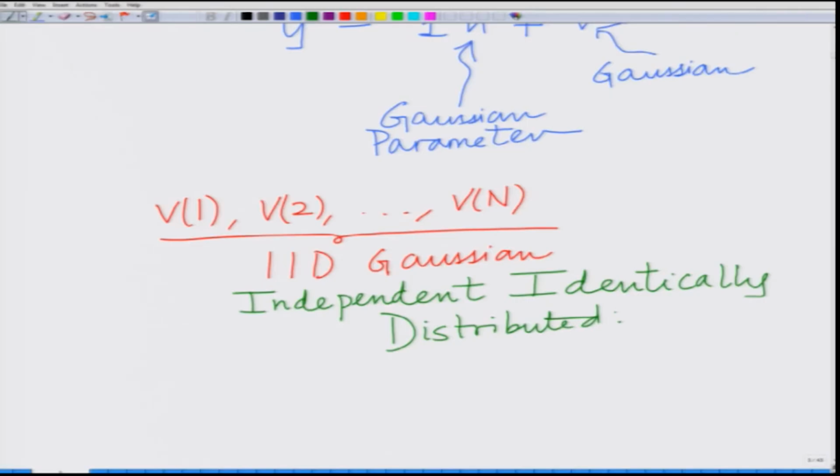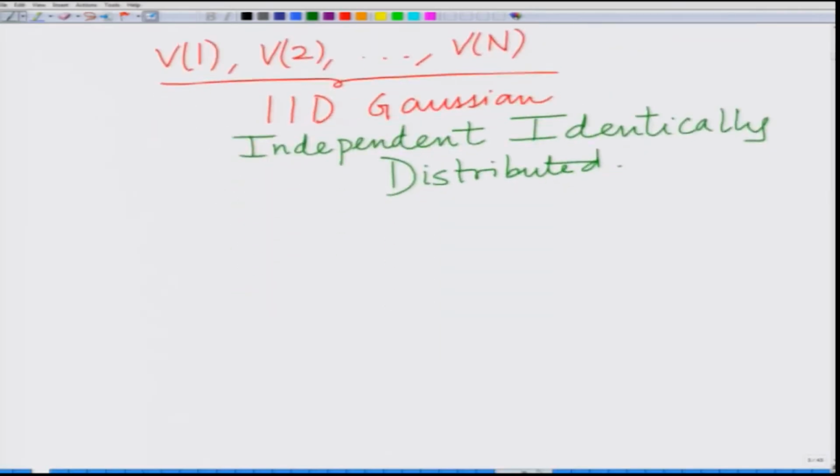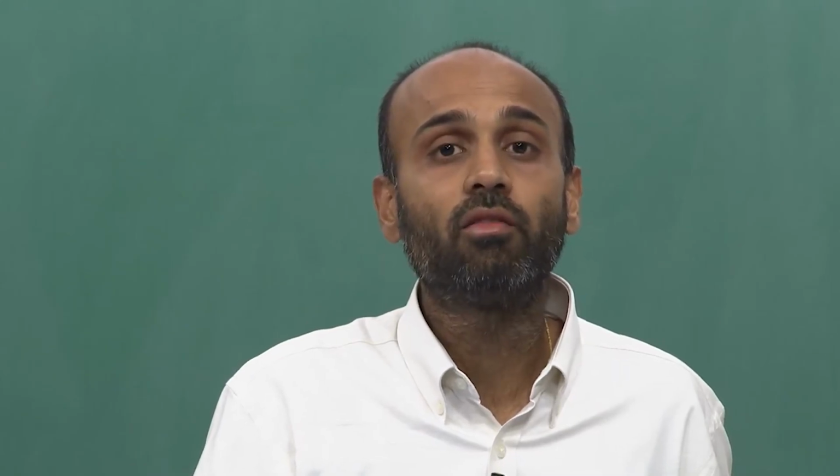This is independent identically distributed Gaussian. What do we mean by that? We mean that each V1, V2, Vn are Gaussian. Now, also they are identical, which means the expected value of each Vi or Vk is 0, and the expected value of Vk square is sigma square, that is what we have already seen.